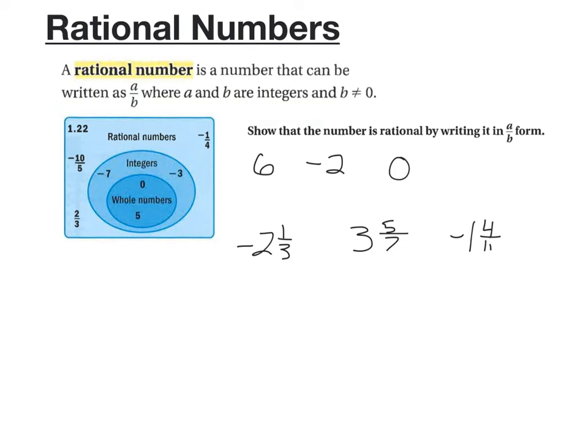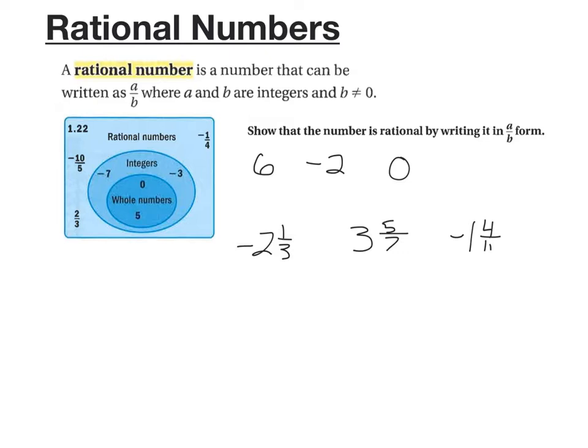Hey everybody. Today we're going to talk about rational numbers. We've been doing a lot of work with rational numbers. We've been talking about whole numbers, integers, fractions, mixed numbers, decimals. These are all different types of rational numbers. A rational number is any number that can be written as a over b, where a and b are integers.